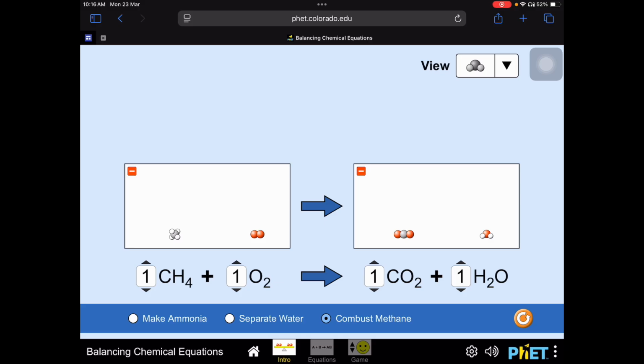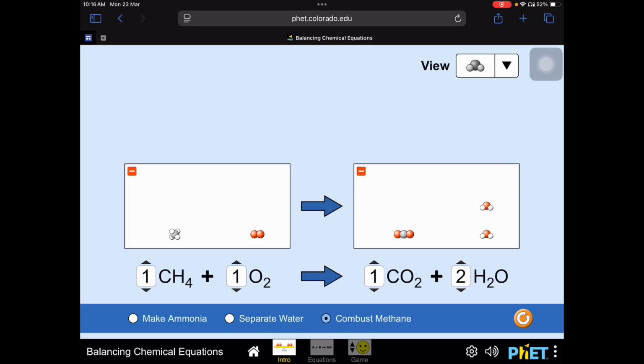Now, the gray circle represents carbon. On the left and the right, they are both 1, which is good. The white circle represents H. On the left hand side, there's 4. On the right hand side, there's 2. So what I can do is we can actually increase this amount to 2. Then this will actually change it to left hand side, there's 4 white circles. Right hand side, there's also 4 white circles.